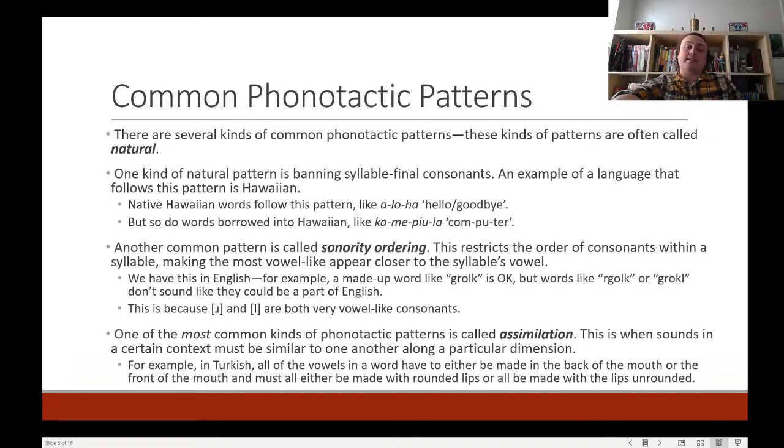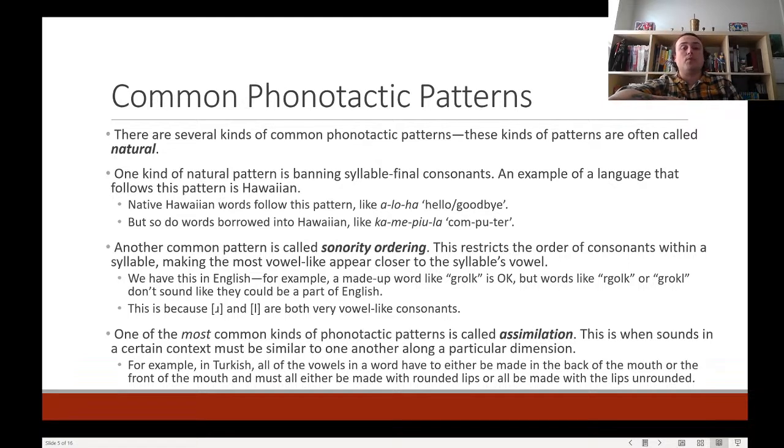Another common pattern across the world's languages is called sonority ordering. This is a phonotactic restriction that controls the order of consonants within a syllable. And it says that the most vowel-like consonants should appear closer to the syllable's vowel, and the least vowel-like consonants should appear away from the syllable's vowel. Exactly defining what I mean by vowel-like there gets really complicated. This isn't really the class for that.